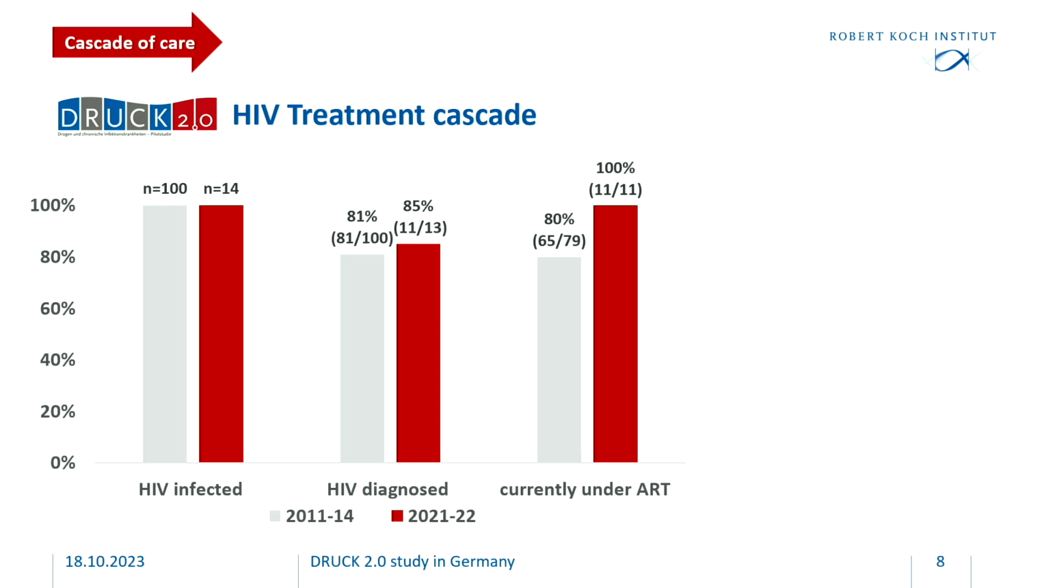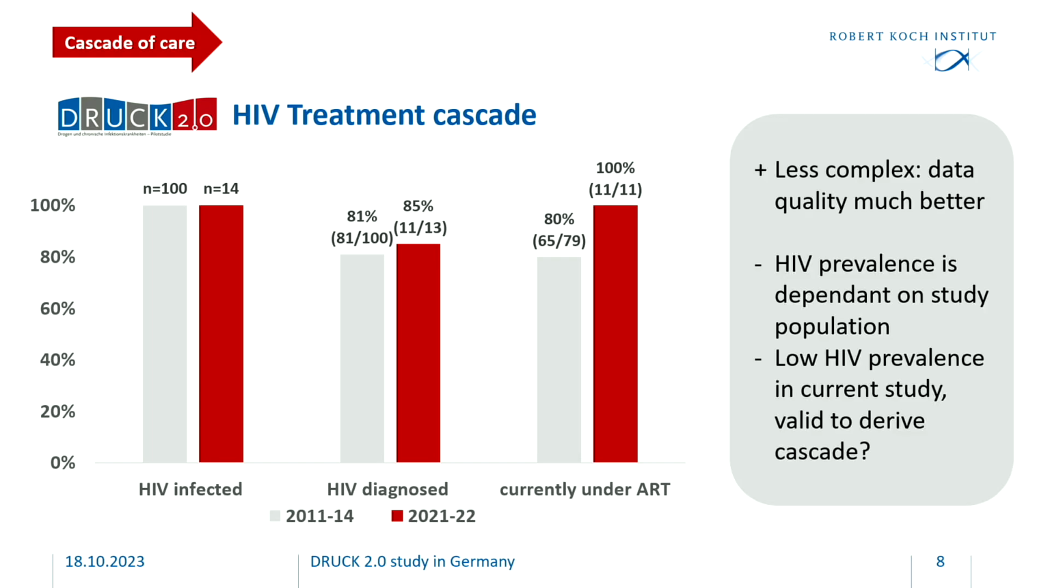For HIV, it's much more simple. However, in this recent study, we had a very, very low HIV prevalence and only 14 persons infected with HIV. So this is our first column here, 100%. And we asked the question, is it really valid to derive a treatment cascade from such a low sample size? The treatment cascade for HIV is much less complex, so the data quality is probably much better, and it might be used also for regional measures, but it's of course very much dependent also on the study population.